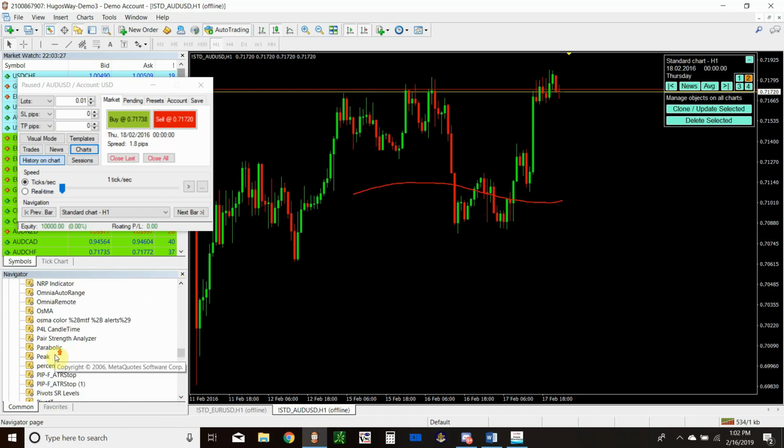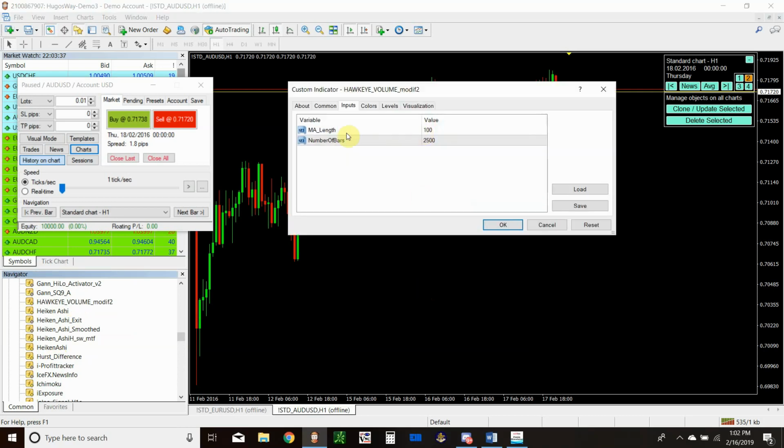We're going to load the Hawkeye volume indicator, and I will link all these indicators in my description too. So we're going to load Hawkeye. We're going to set the moving average length on this. Let's try it at 50. I don't know if that's going to work, but we'll try it there and see what shows up.